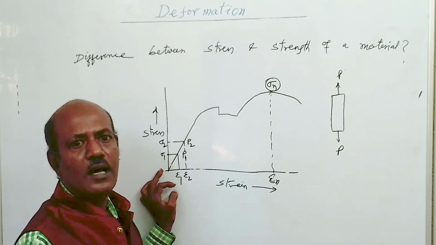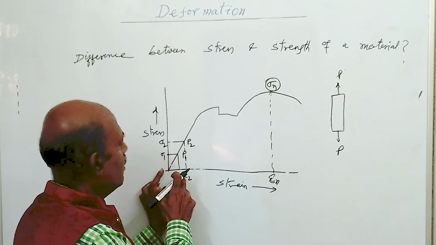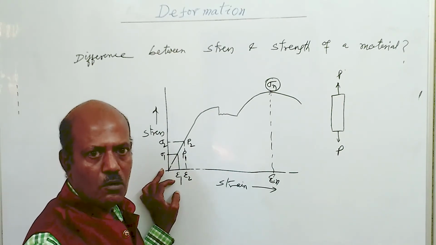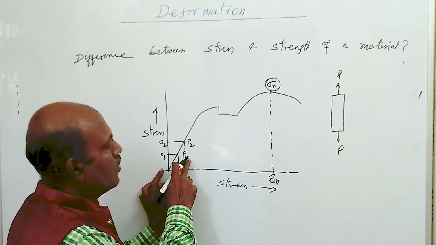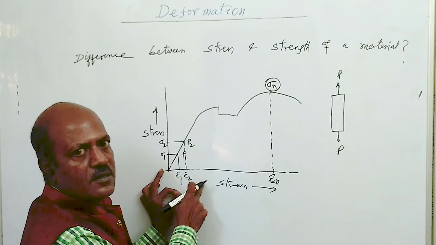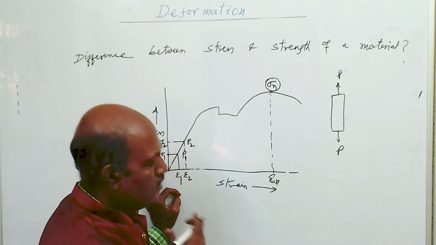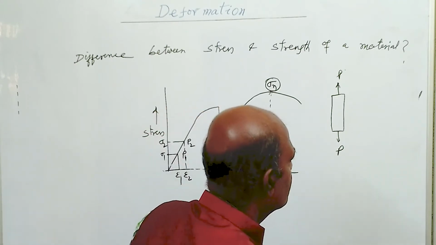But what is stress? Stress depends on the load value, so load divided by original cross section. Actually it is not the load, it is the resistance developed in the body per unit cross sectional area, which is called the stress developed in the body, and it depends on the P value.